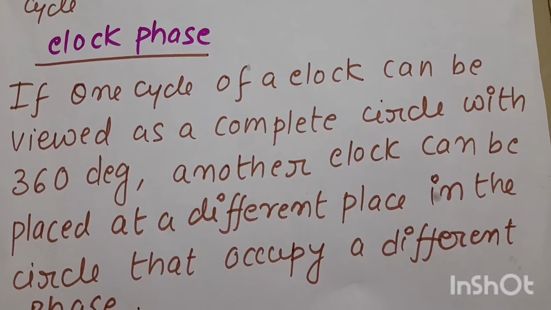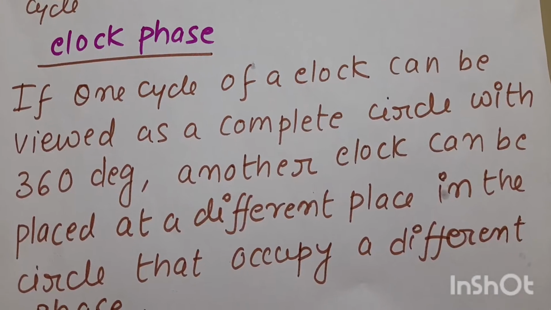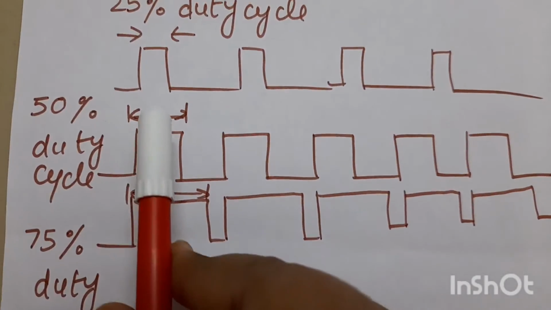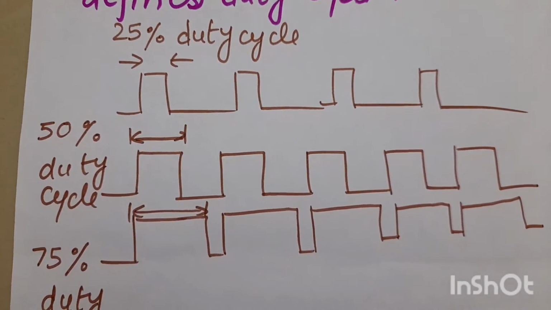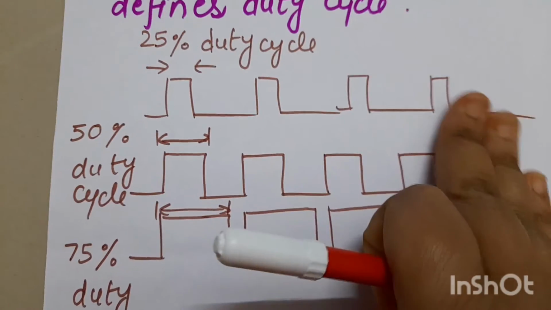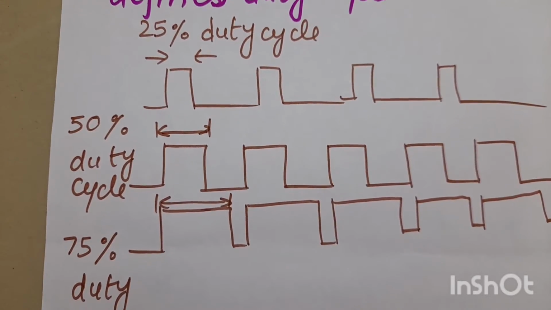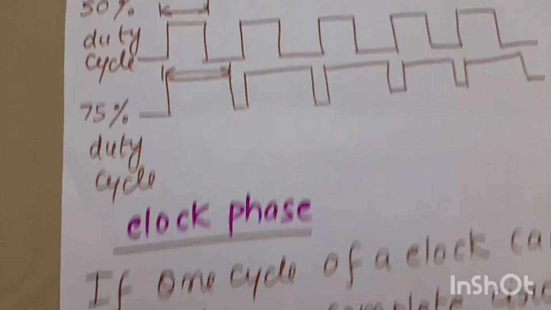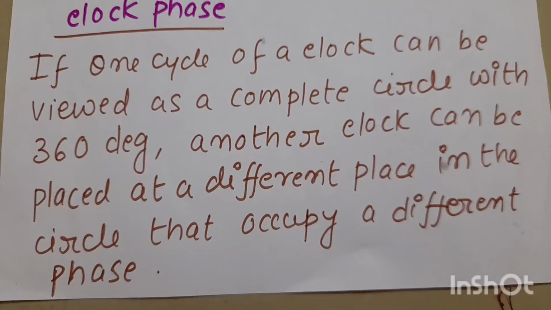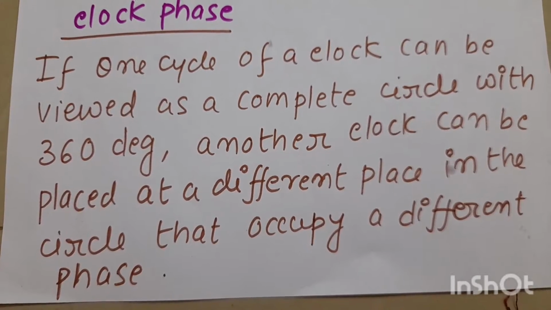Now we talk about the clock phase. One cycle of the clock can be viewed as a complete circle with 360 degrees. Suppose we have the clocks here; from this point to this point we consider 360 degrees. How does it form? 0 to 90, 90 plus 90 is 180, 180 plus 90 is 270, 270 plus 90 is 360. So if one cycle of the clock is a complete circle of 360 degrees, another clock can be placed at a different place in the circle and occupy a different phase.